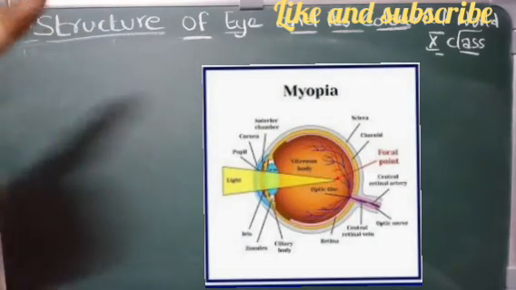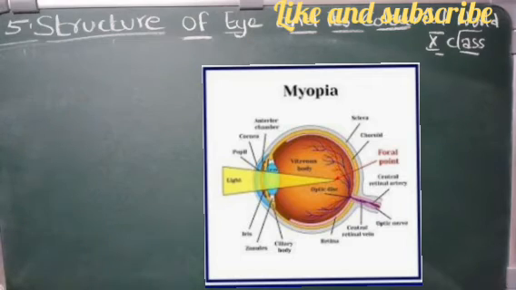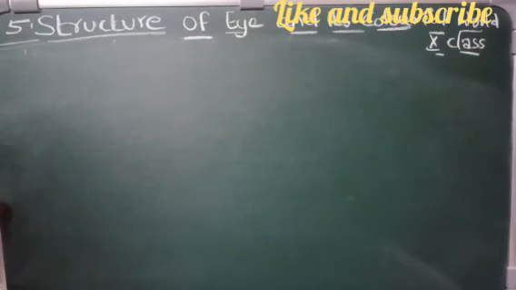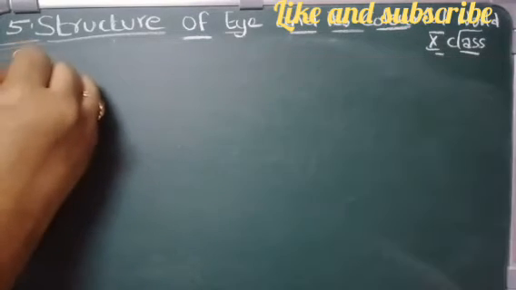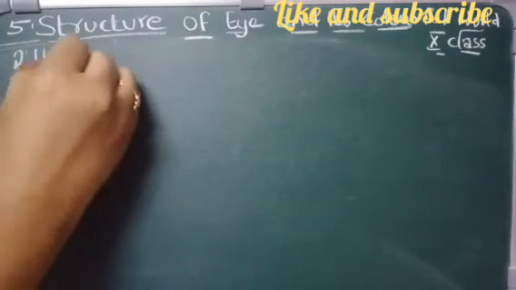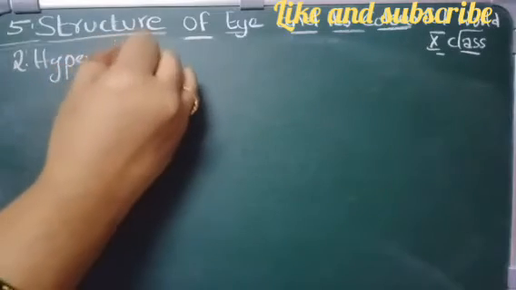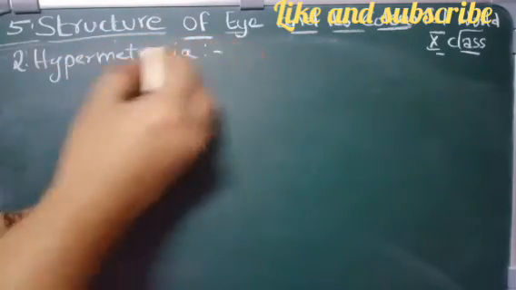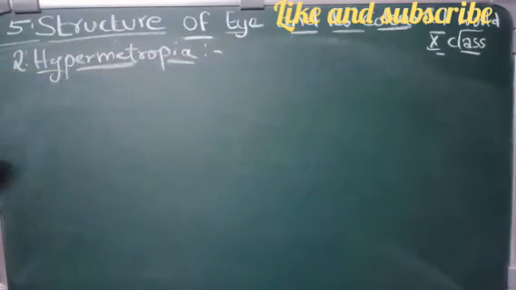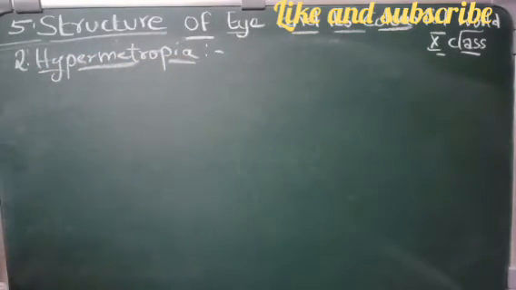So in that we have learned about the first type, that was myopia, and in today's class we are going to learn about hypermetropia. This is the second type of defect in vision.